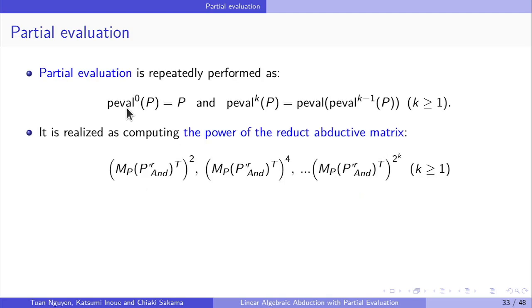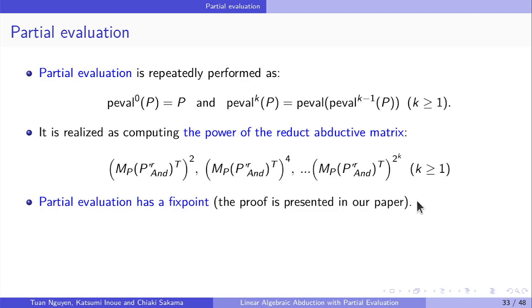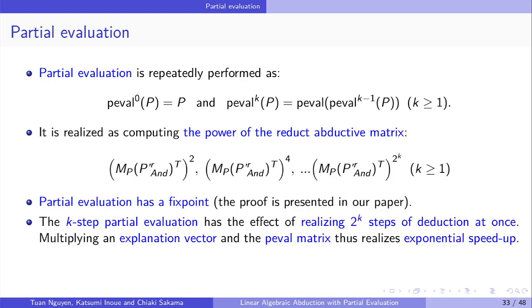So partial evaluation is repeatedly performed as we unfold the rules until we reach a fixed point. It can also be realized as computing the power of the reductive abductive matrix. And the partial evaluation also has a fixed point. This has been proved in our paper.